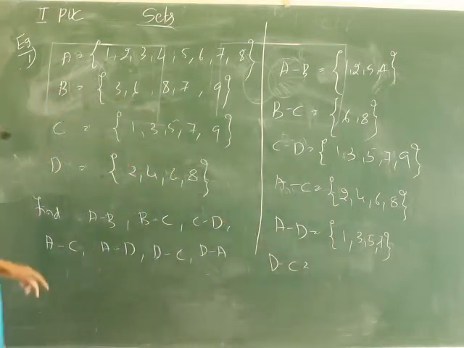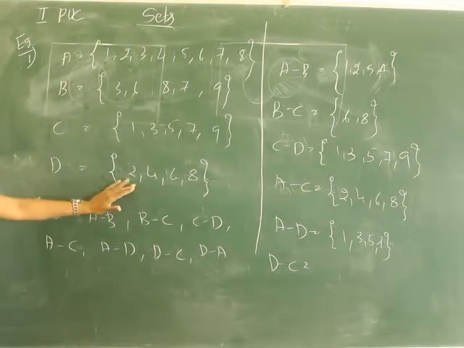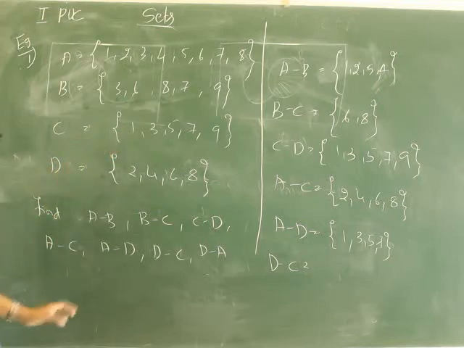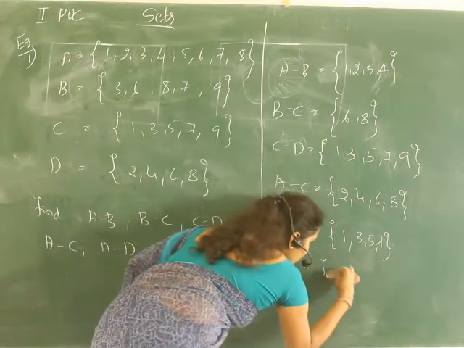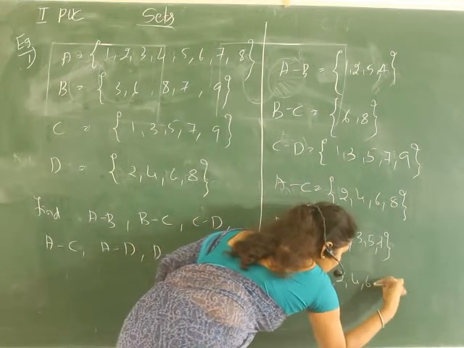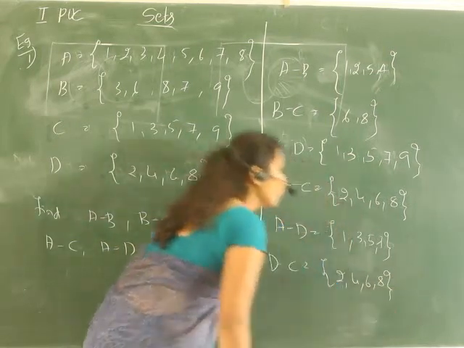D minus C. The elements only present in D, not in C. So the elements present only in D are all of its elements, because these elements are not present here. So only present in D is 2, 4, 6, 8.